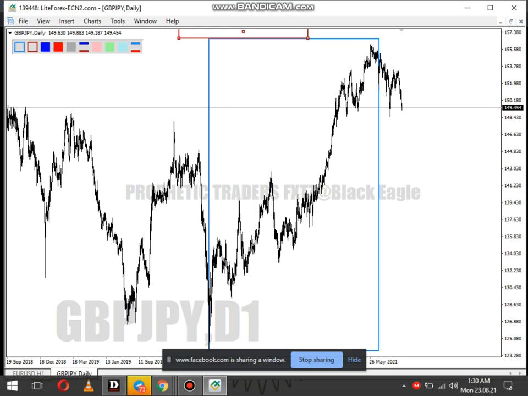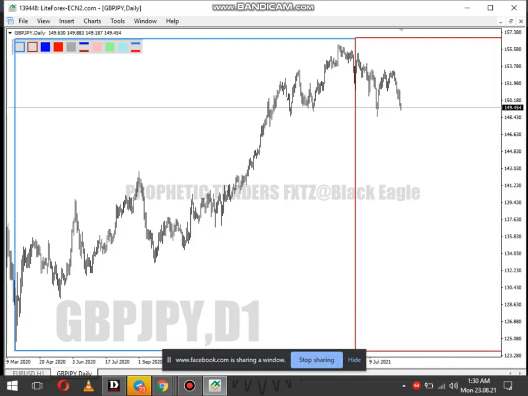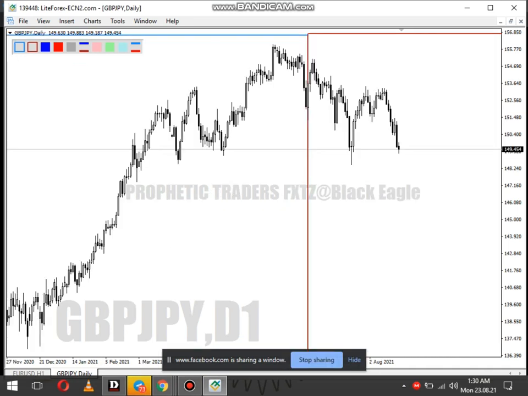This is the rally phase. This is the drop phase, where our GBP/JPY is on the drop phase. So we are looking for a structure breaker, like what we did. This is the higher time frame. I think you know it.